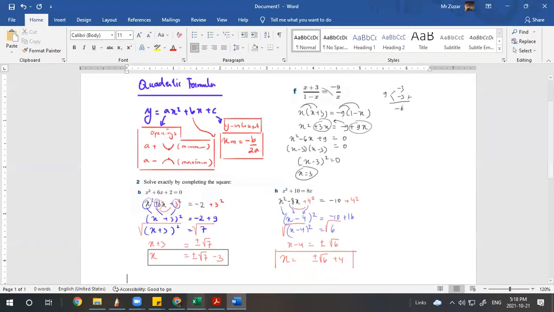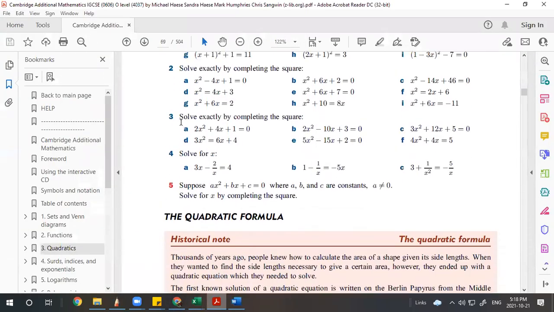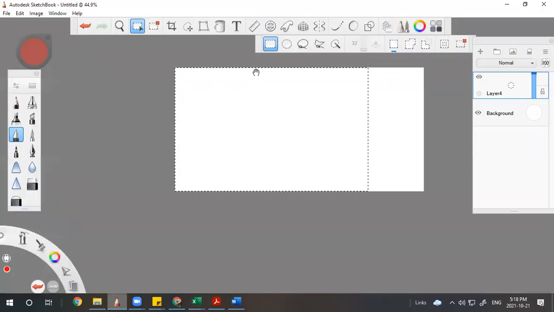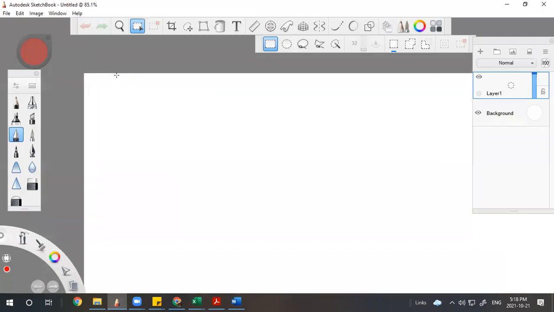Okay, let's see the next question. How about this, number 3? 3E. Use the complete square method. How to do E? Let's see. There you go.